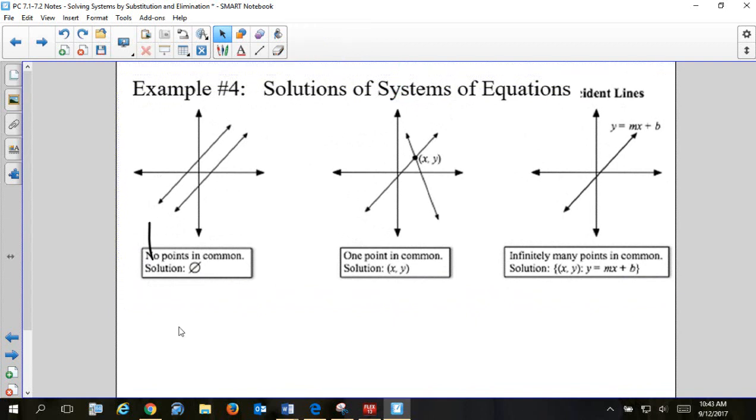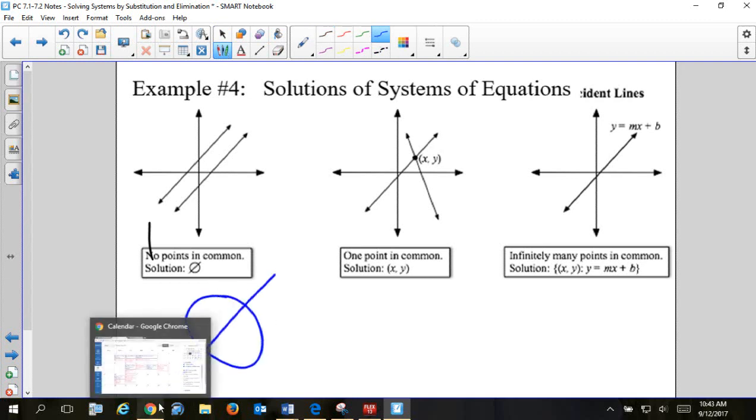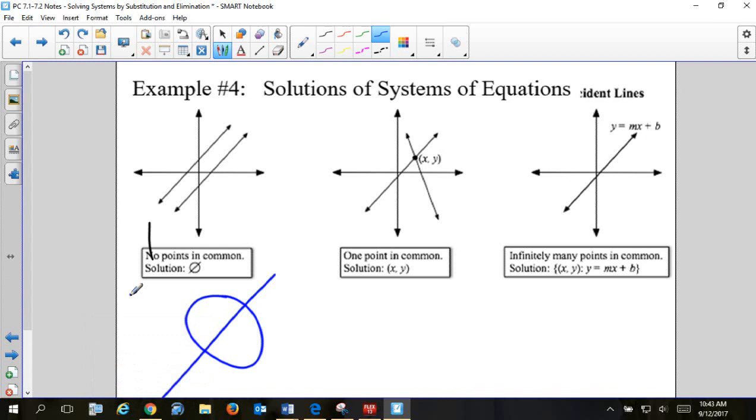Okay, so if you graph and these 2 lines do not intersect anywhere, that would be no solution. If you'd like to write no solution without all those letters, that symbol means no solution. The second example, we've already done a bunch of them. They cross at one point, so you have one solution.